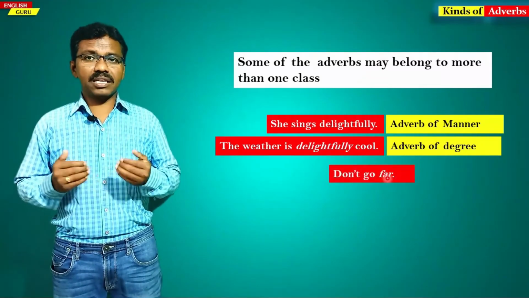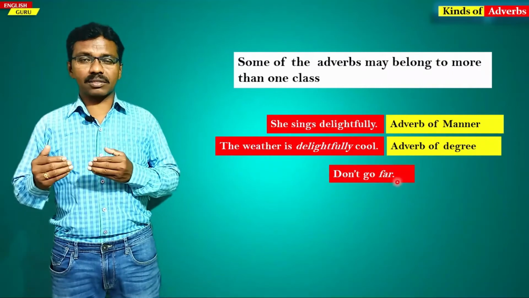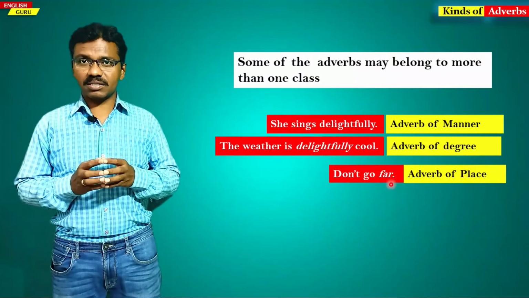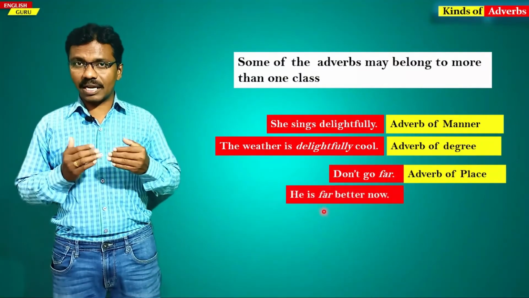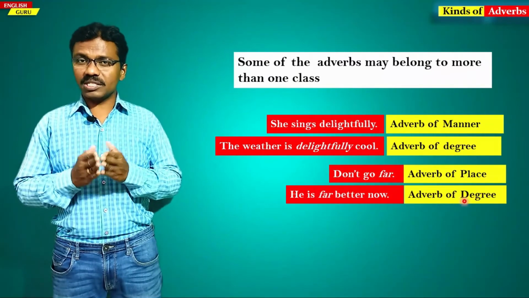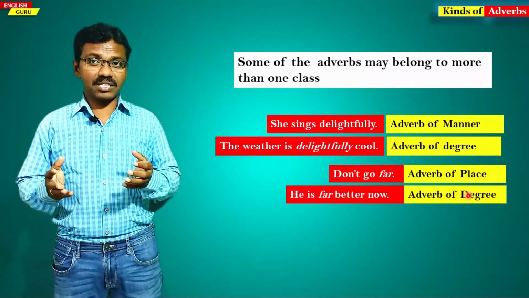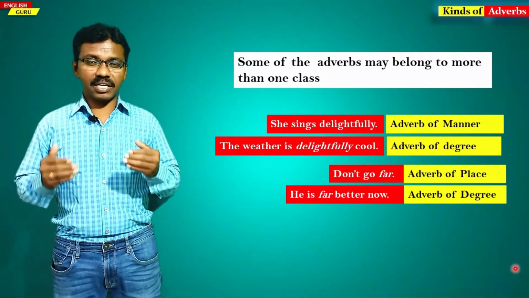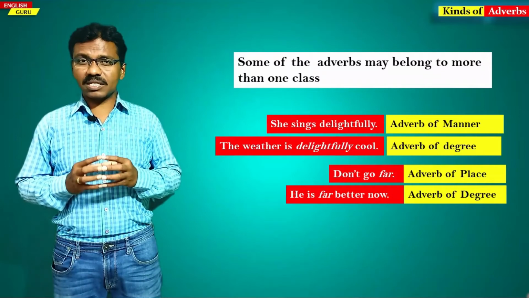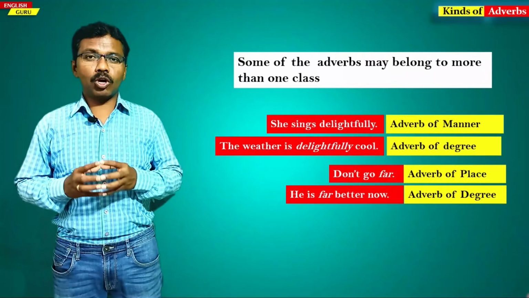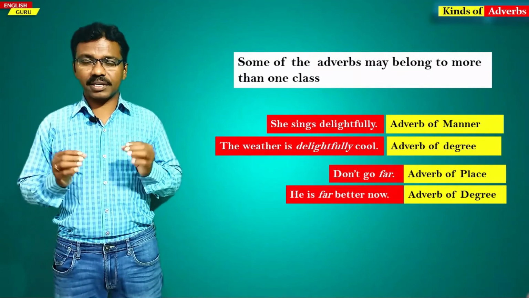In a similar manner, in the next sentence, don't go far. Far, of course, is an adverb and adverb of place. If you take the same word far in another sentence, he is far better now. And far, of course, is an adverb, but it is not a place, but it is a degree. So it is an adverb of degree. So we should understand from these examples that there are some adverbs which belong to more than one category, more than one kind of adverbs.